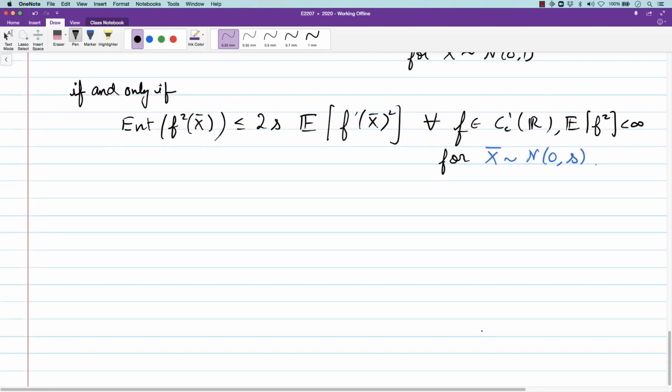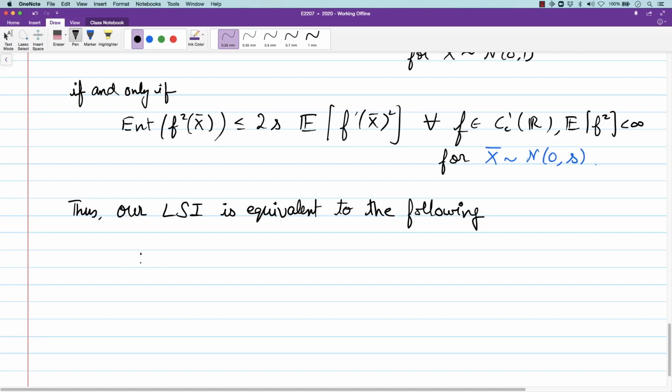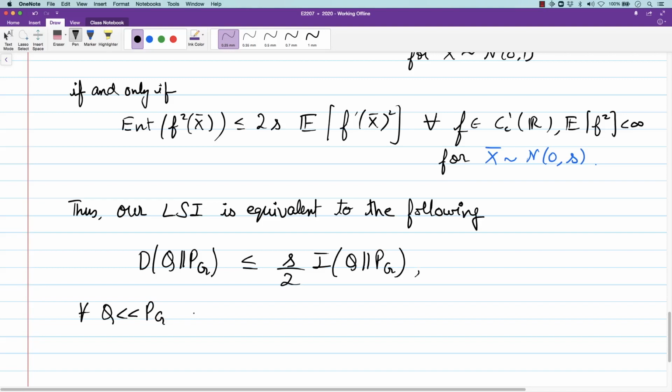Okay. So our log-Sobolev inequality is equivalent to the following. Thus, our LSI is equivalent to the following: D(Q||P_GS) is less than or equal to s by 2 times I(Q||P_GS), for all Q that have density with respect to Gaussian, such that the density is differentiable.